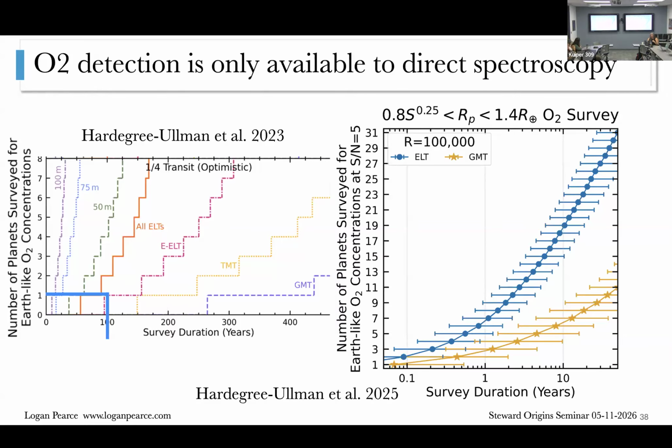There has been some work by Stewart alum Kevin Hardegree-Ullman, who showed that O2 and other biosignatures detection is really only available to direct spectroscopy. So he had a series of papers looking at, in the most optimistic transit spectroscopy case, to get one Earth-like detection of an O2 concentration, it would take a survey of about 100 years in the most optimistic cases. Whereas with an ELT and spectroscopy, you could get on the order of 10 in 1 year, assuming that they're there, of course, which is an assumption.